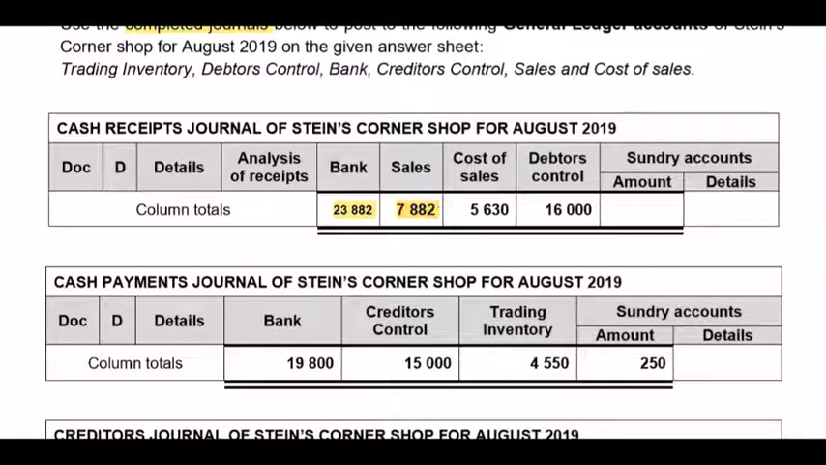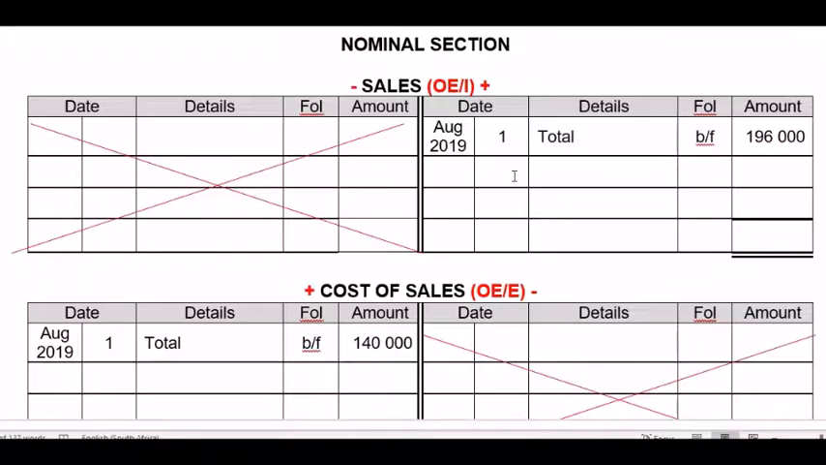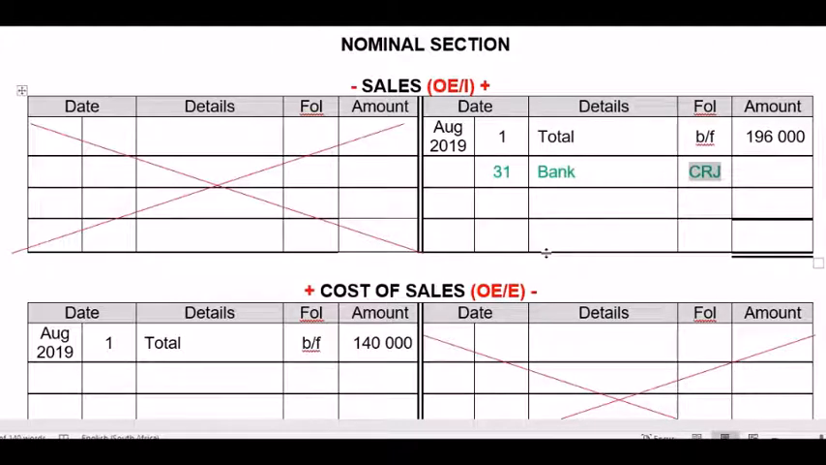Okay, so let's go to our sales account. On the credit side, you will write the 31st because it's a column total. And now you write bank. Why? Because this column represents cash sales, and the money that we received for the cash sales in the cash receipts journal will be put into our bank account. You write CRJ, and the value was 7,882 Rand.